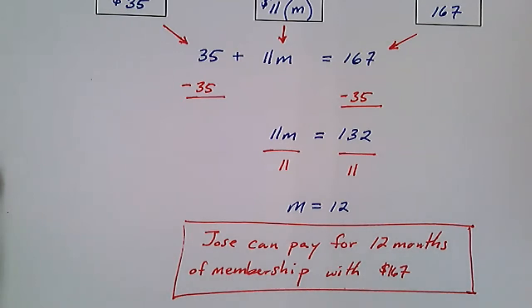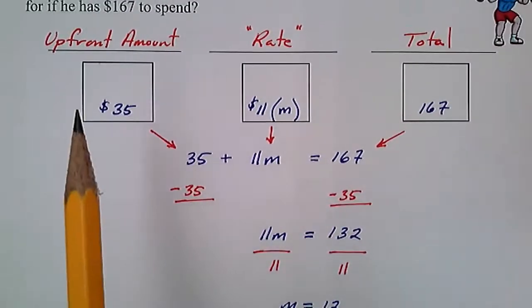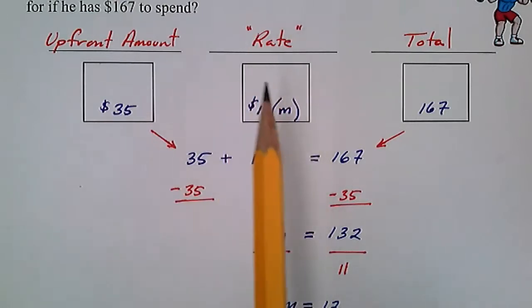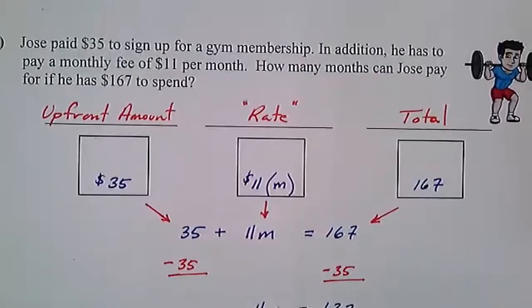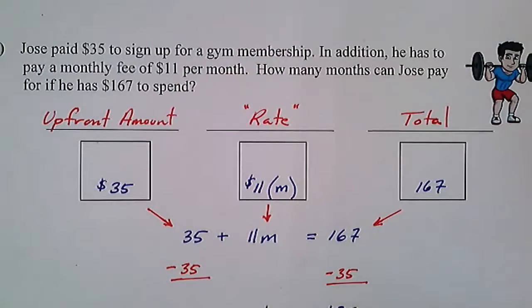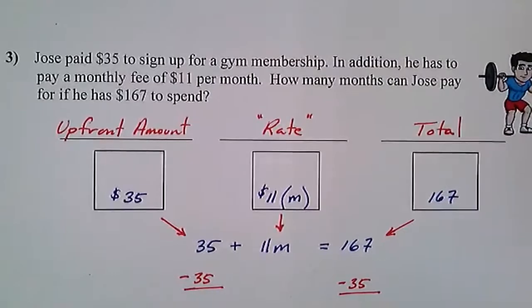Okay, all right. So our 3-box strategy: we're looking for the upfront amount, we're looking to see if there's a rate in the problem, and we're looking to see if there is a total that they give us. Okay, now the next example I'm going to do is a little more sophisticated. So I'm going to walk you through this one. All right, so here we go.